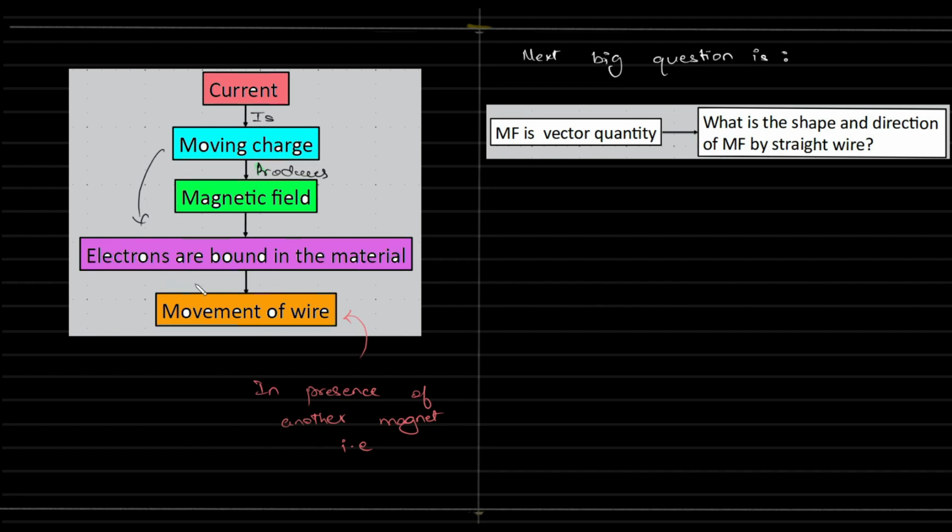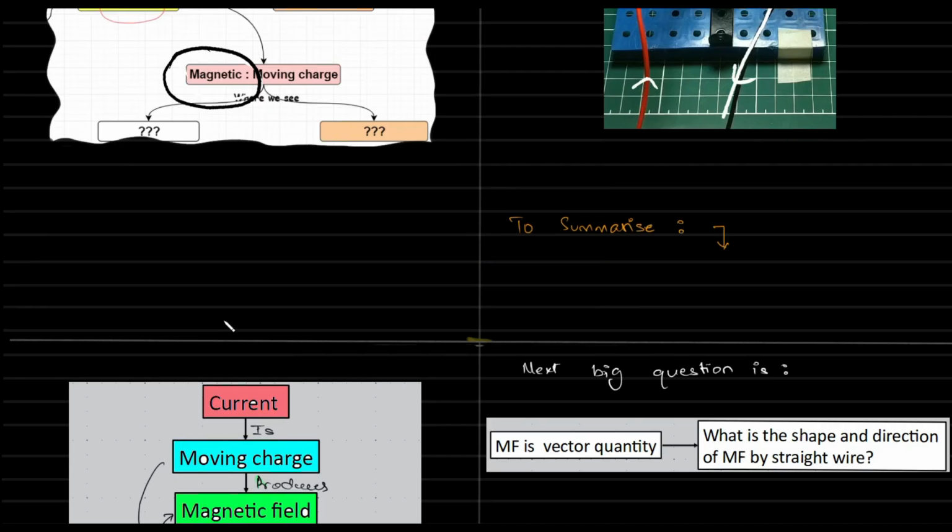Electrons are bound in the material, right? That is, they can't just move out of the wire. So if the electrons which are producing a magnetic field are in the presence of another magnet, what will happen? The electrons will get pushed or pulled, is it not? But one more thing is they're bound to the material, meaning they can't just come out of the material. It's not that easy. So what will happen? The electrons want to move and they're tied to the material. So the wire itself moves. Make sense? Let me repeat.